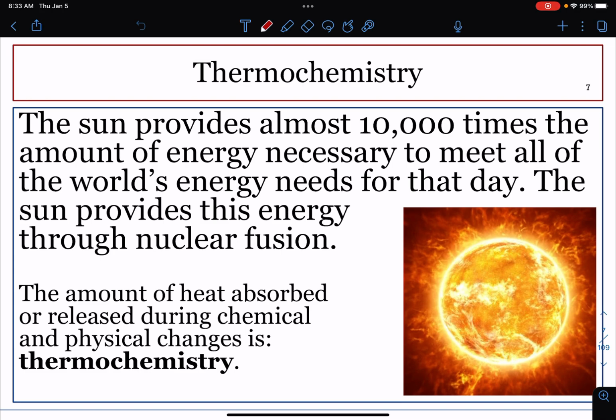The sun provides nearly 10,000 times the amount of energy that planet Earth needs each day. In this thermochemistry chapter, we will be discussing and learning about the energy released or absorbed in chemical reactions and physical processes, and not nuclear fusion.